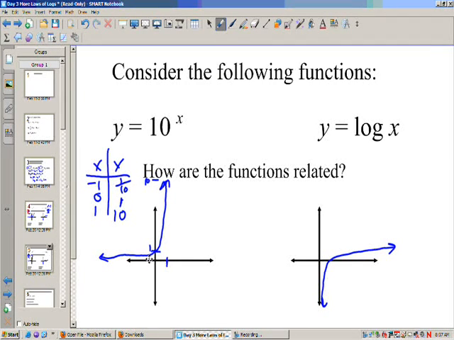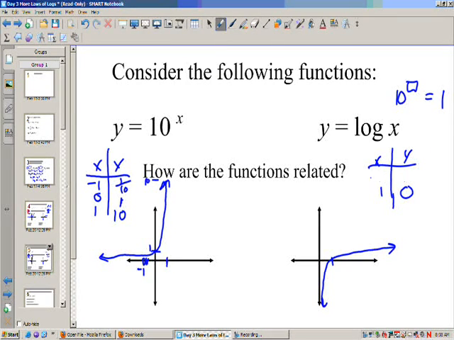Now by the time I get to -1, it's already at 1/10. So this one hugs the axis a little bit more than our previous one. It goes up faster when it's positive. It gets closer and closer to 0 as it gets negative. Now log of x will be just the inverse, because if I put in 1, that's like saying 10 to the what power is equal to 1. That answer has to be 0.